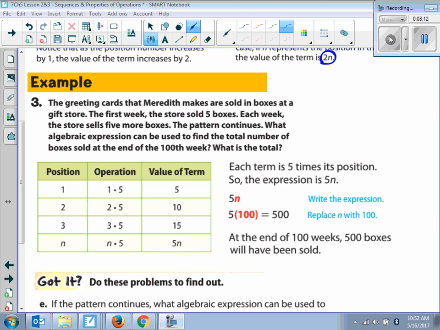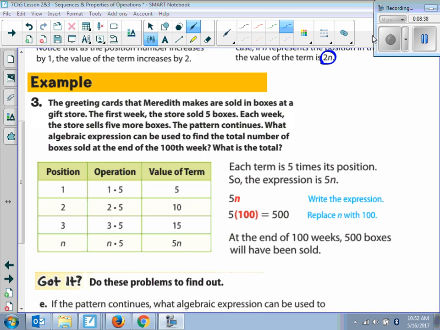So for example 3, we're talking about the greeting cards. It says the greeting cards that Meredith makes are sold in boxes at a gift store. The first week, the store sold 5 boxes. Each week, the store sells 5 more boxes. The pattern continues. What algebraic expression can be used to find the total number of boxes sold at the end of the 100th week? And then we want to know what is the total.